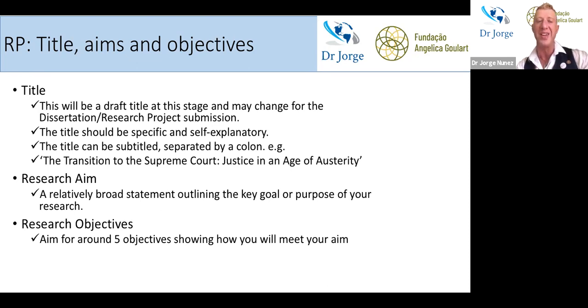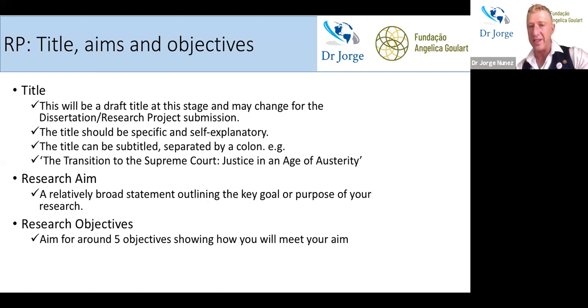I put an example here: The Transition to the Supreme Court, Justice in an Age of Austerity. Although this is a clear title, what I would suggest for these kinds of titles, first of all, is that today we have a global audience. We have people today from Hong Kong as well as from the UK. With this title, the transition to the Supreme Court, I cannot tell whether I'm talking about the UK or China, for instance. So ideally, I would like more precision in this title. So for instance, the transition to the Supreme Court in the UK, or the UK Supreme Court.